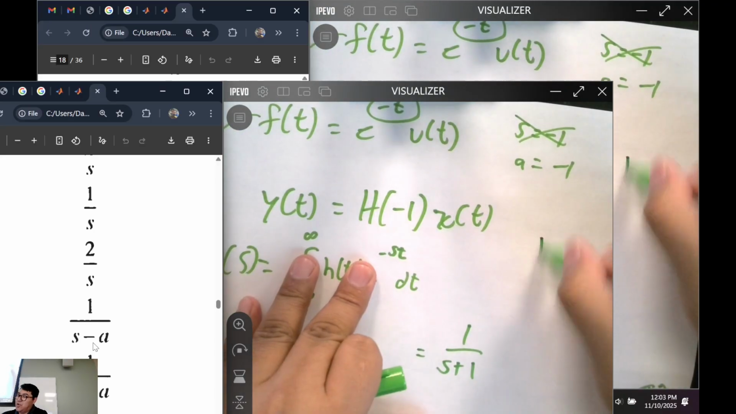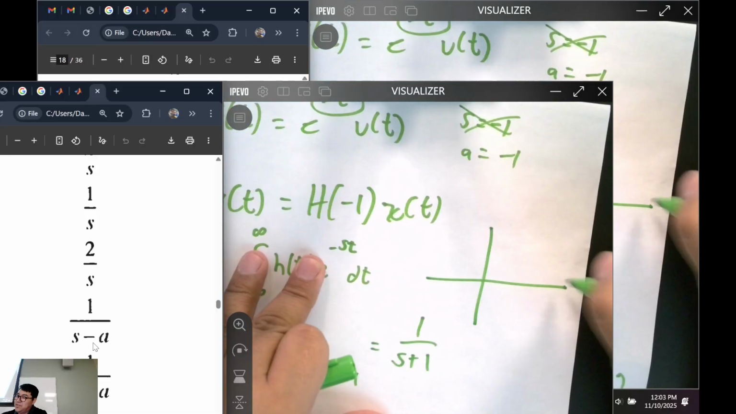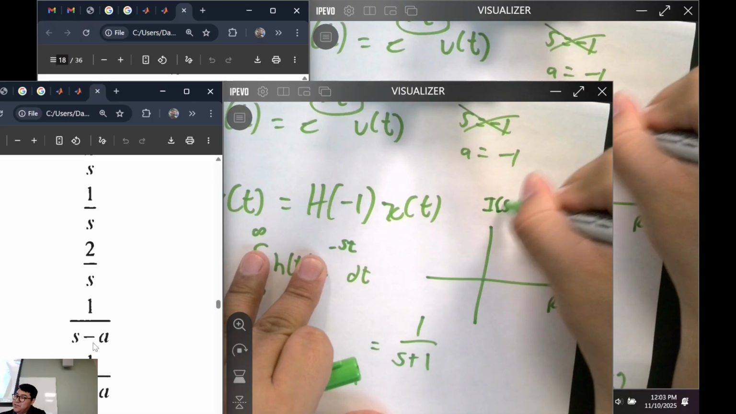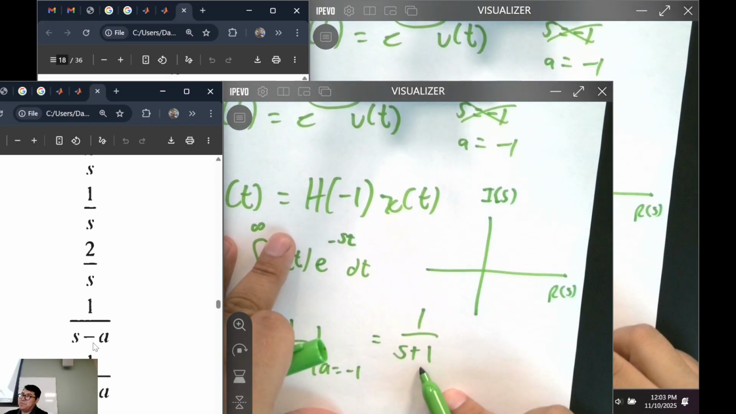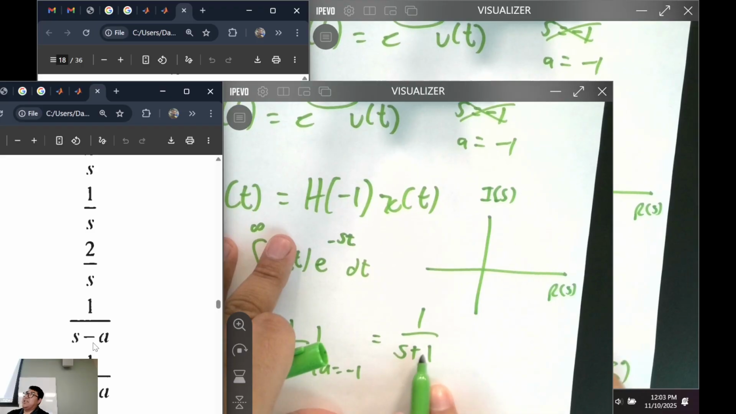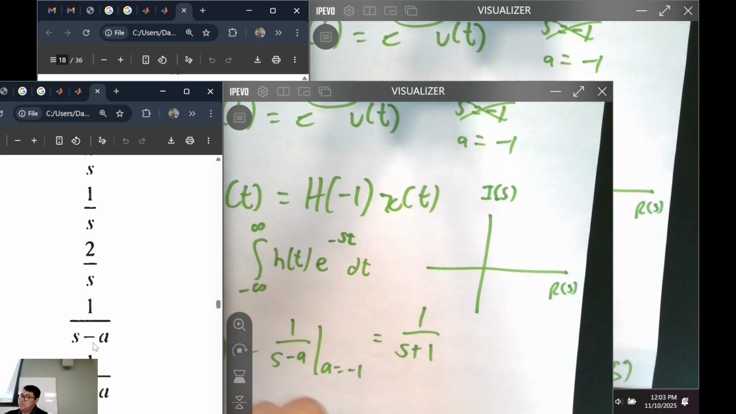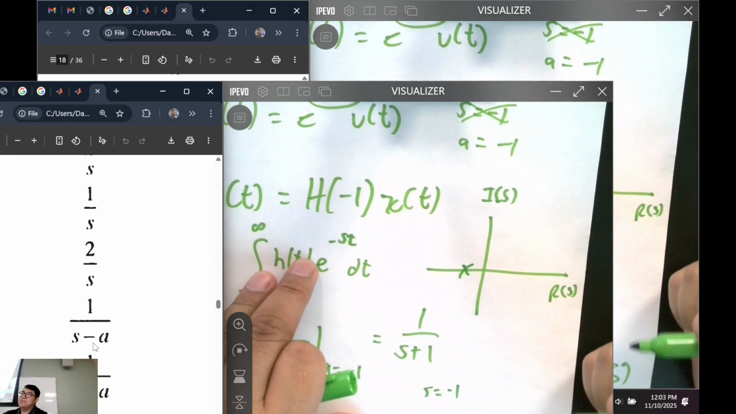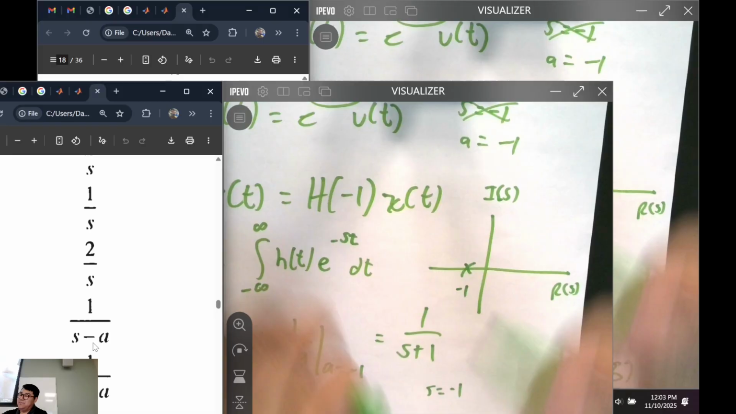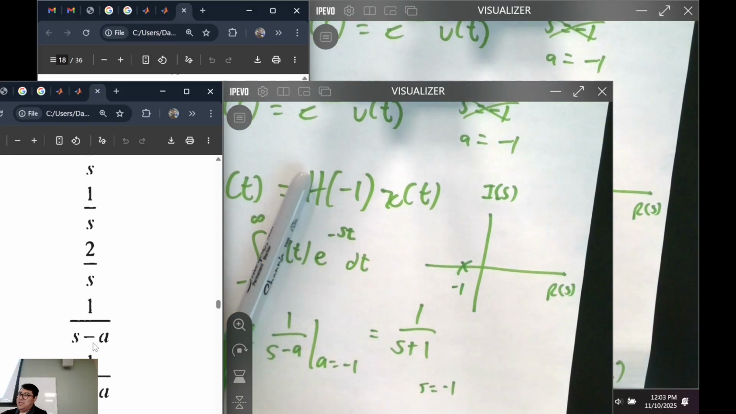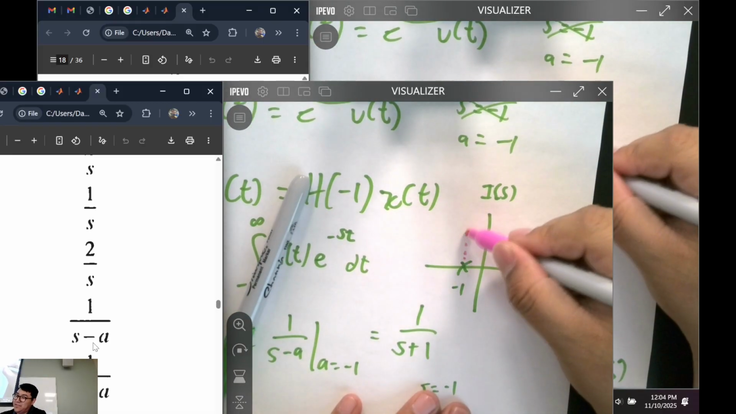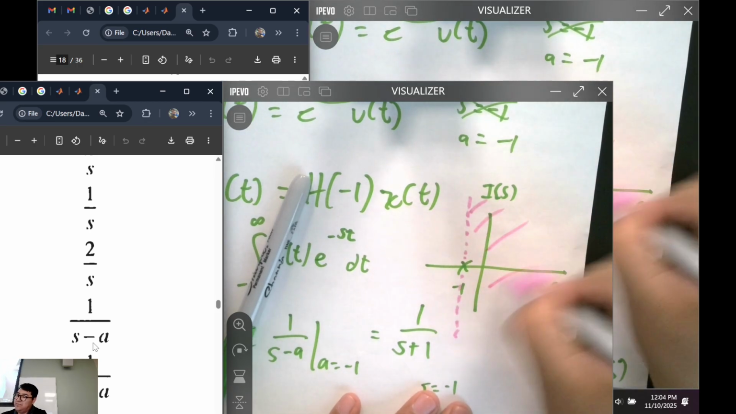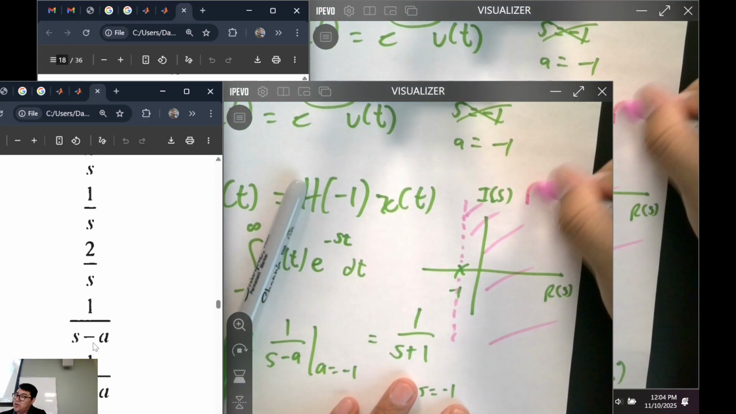And then if you wanted to draw its Laplace transform, it's real of s, imaginary of s, right? And then where's this pole? When do I get a pole? When s is equal to -1, yeah? So that means it's going to be right here, -1. And then I'm going to draw my imaginary line, right? And that's my ROC.